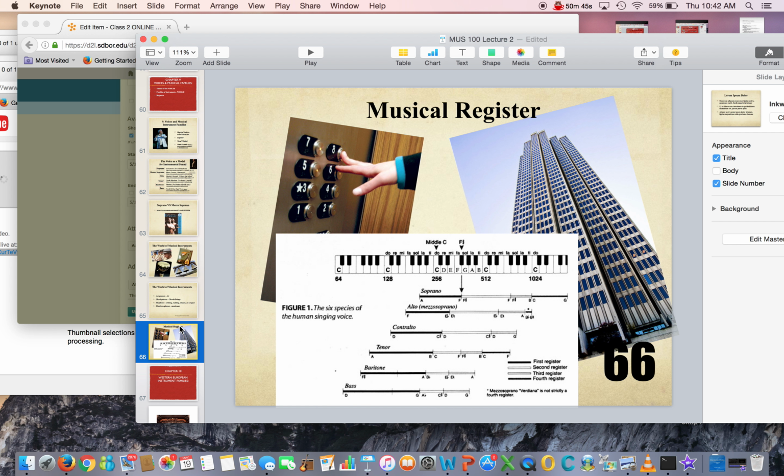And your registers, just think of them as going from low to high. Register simply means the range that the voice or instrument plays in. A piccolo plays in a very high range. A tuba plays in a very low range. That is chapter 9.